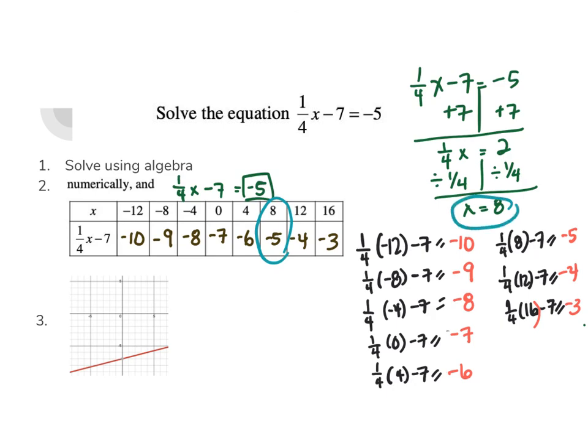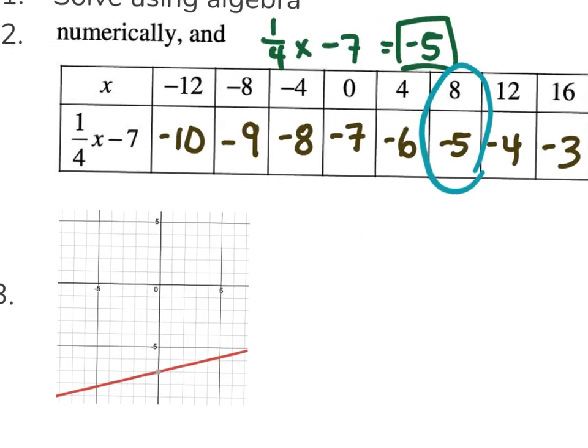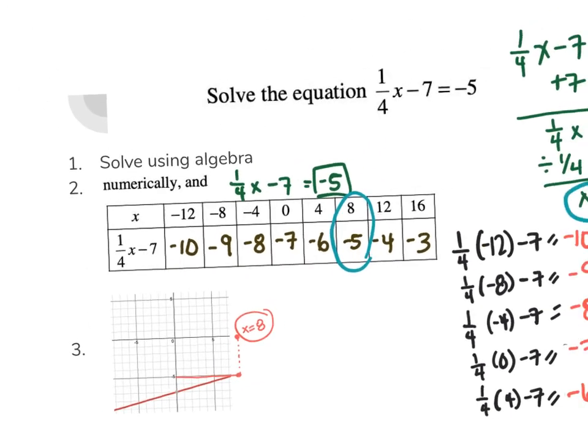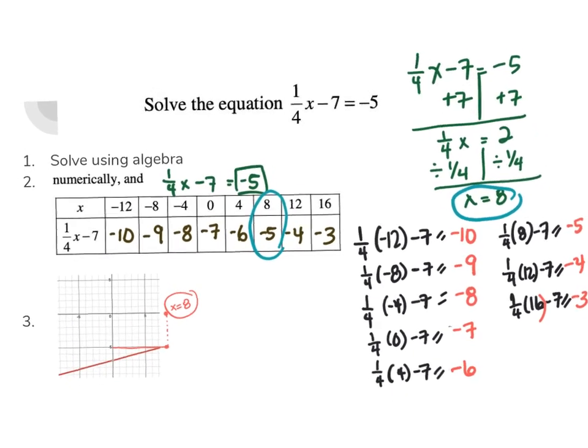And the last way I'm going to look at this is I'm just going to go really, really close. Remember, we're looking where y is equal to negative 5. And when y is equal to negative 5, what is the corresponding x? Looks like I didn't quite have enough room on my graph here. But if I was able to look at that, I would see that the corresponding x would be 8. So I can solve it using equations, a table of values, and also a graph.